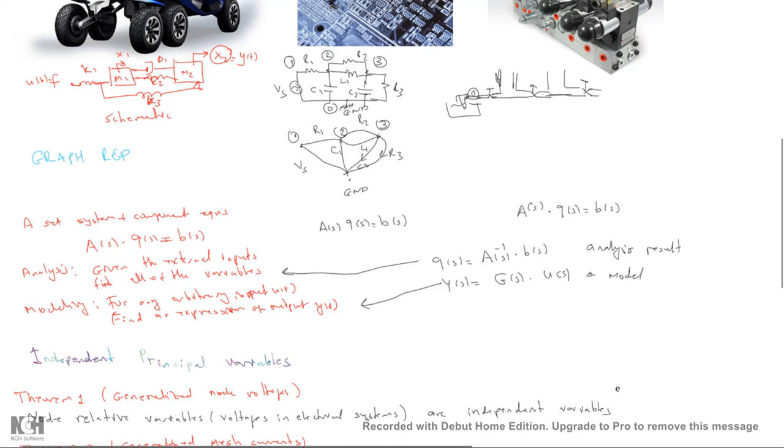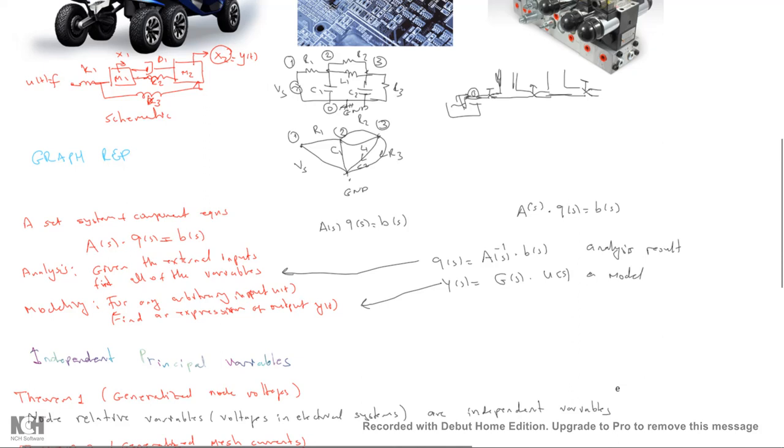Now we ended up getting a graph representation. As you notice, I put some arrows here. Now let's forget about these arrows for the time being. When we are talking about doing analysis using only node variables, we don't need to specify the flow variable direction. We will come to it when we talk about the loop flow variable based analysis.